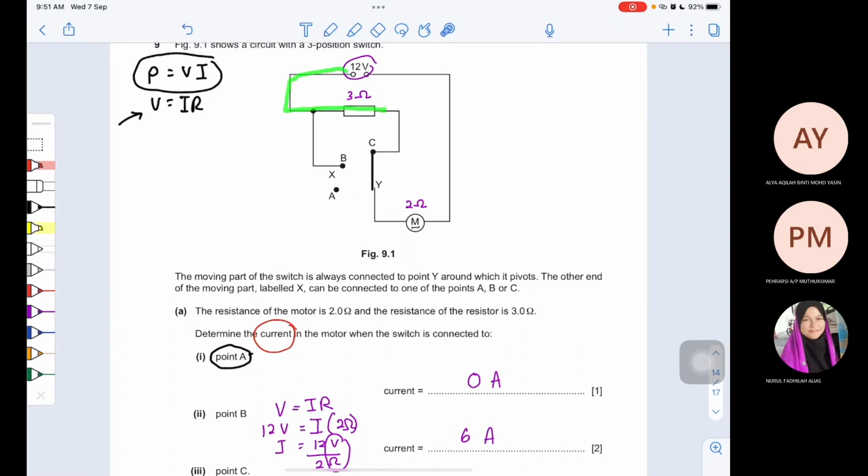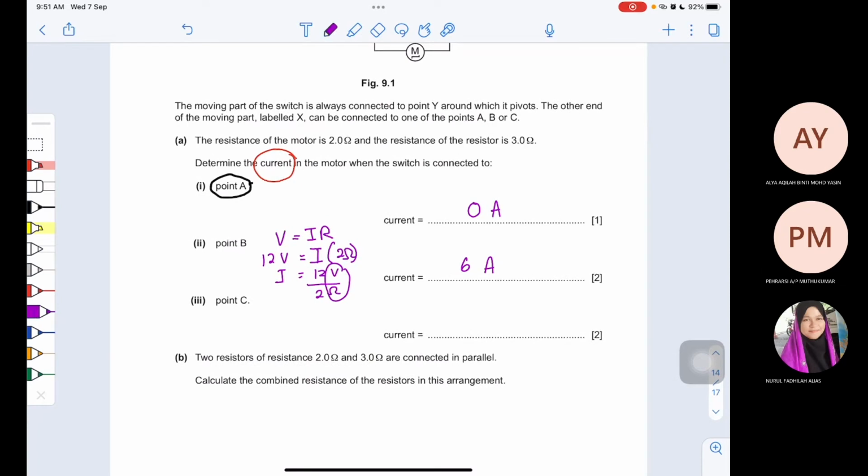So what's the total resistance? Kita ada 2. Kan? 3. The current flows dekat 3. So ada 3. Resistance kita 3. And then lalu juga pada motor. So kita ada total resistance of 3 plus 2 which is 5. So they are connected in series. Nampak tak ni? In series. Dia sambung macam tu je.